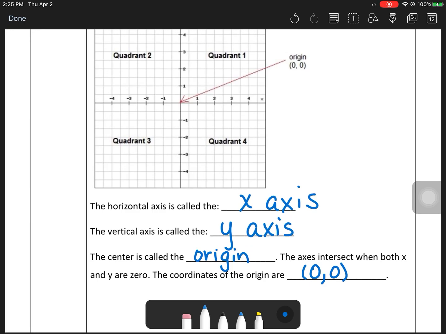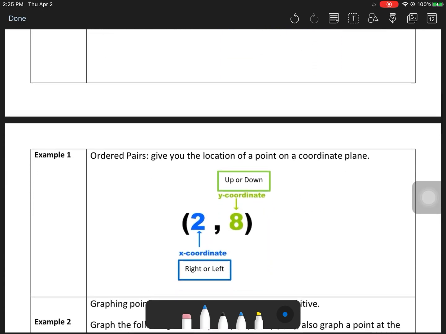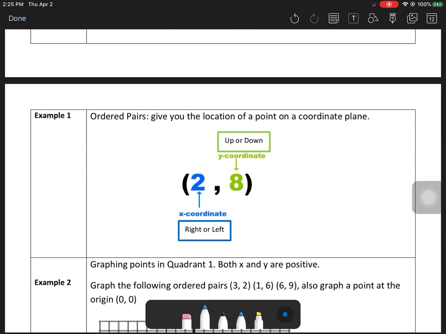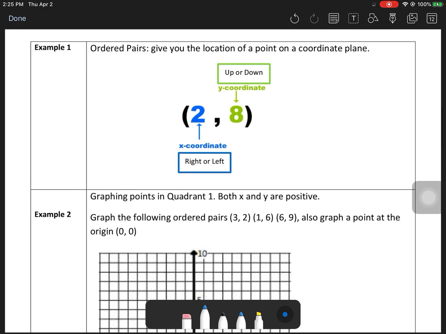Then, when we move on to the next section, we want to talk about what those coordinates are called for other points. These are called ordered pairs because they give you the location of the point on the coordinate plane, and they come in order, alphabetical order as a matter of fact. So x comes first, and that's right or left. Y comes second, and that's up or down. So let's do some practicing.